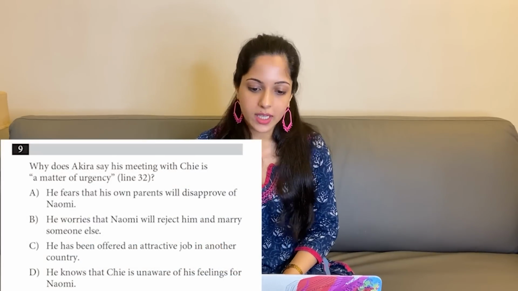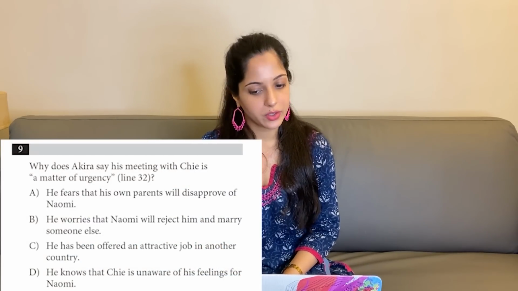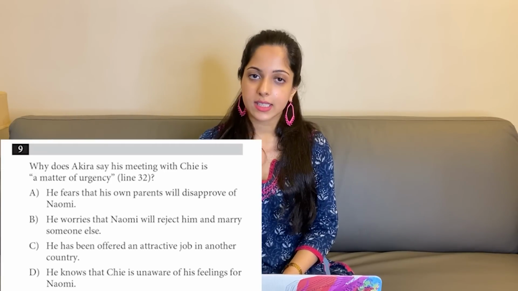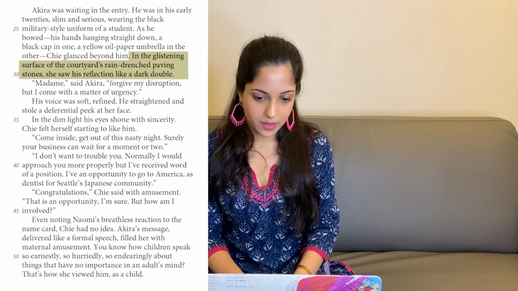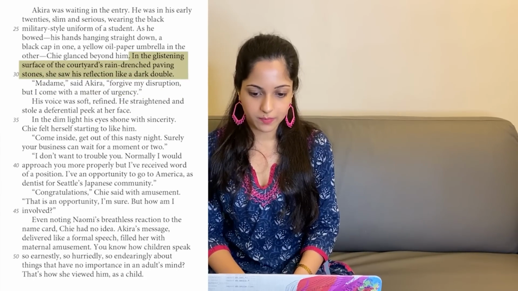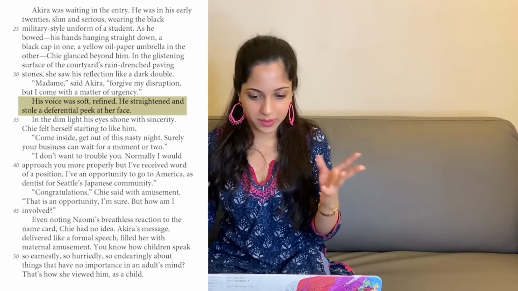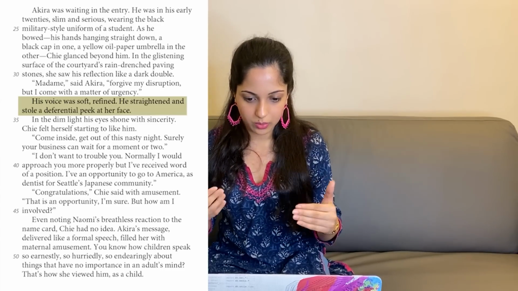Question 9 is, why does Akira say his meeting with Chi is a matter of urgency? And that's in line 32. So let's quickly go to line 32. Line 32 says, "Madam, forgive my disruption, but I come with a matter of urgency." Interesting. Let's read a little bit before and a little bit after. "In the glistening surface of the courtyard's rain-drenched paving stones, she saw his reflection like a dark double." Okay, that's fine. The next is, "his voice was soft, refined, he straightened," and that's also fine, but it's more descriptive. Let's go a little bit down.